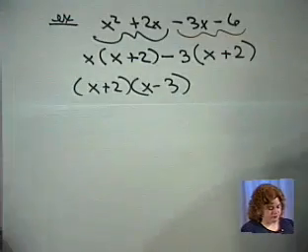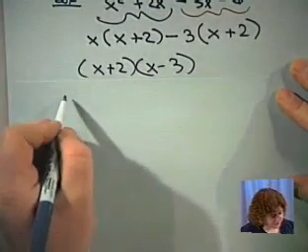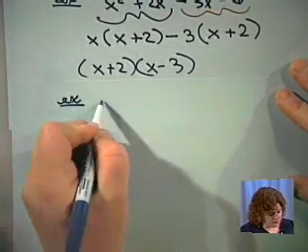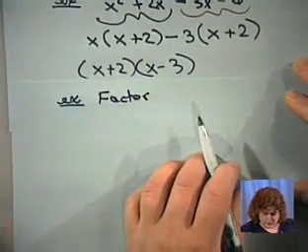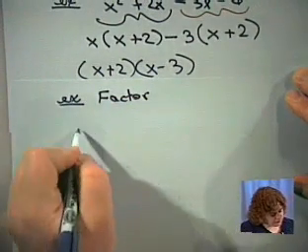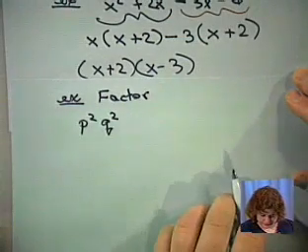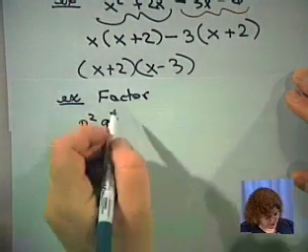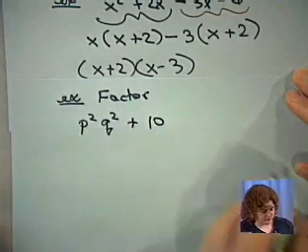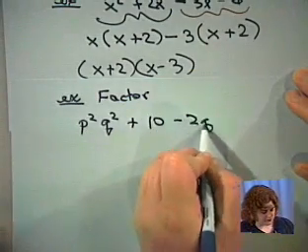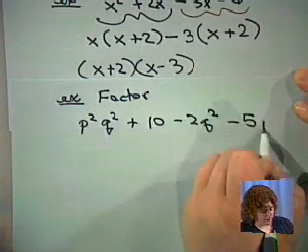One more example. This one's a little more entertaining. Let's factor p squared q squared plus 10 minus 2q squared minus 5p squared.